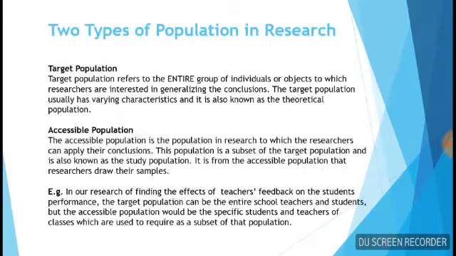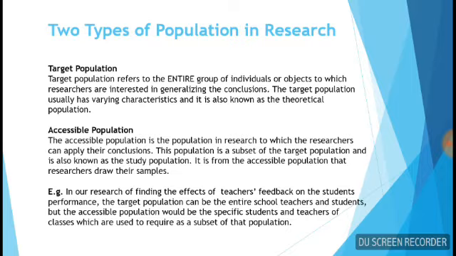There are two types of population in research. The first type is target population, which refers to the entire group of individuals or objects to which researchers are interested in generalizing the conclusions. The target population usually has varying characteristics and it is also known as the theoretical population. The second one is accessible population, to which the researchers can apply their conclusions.